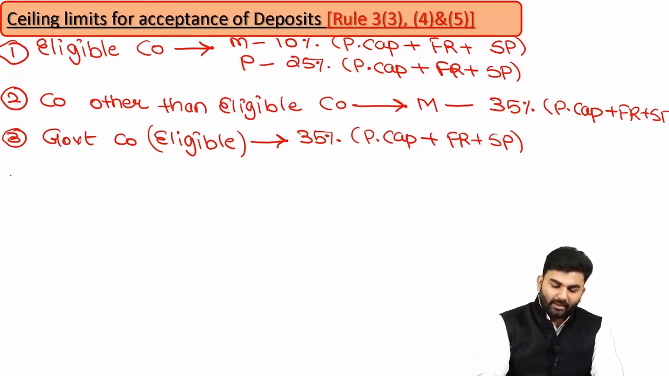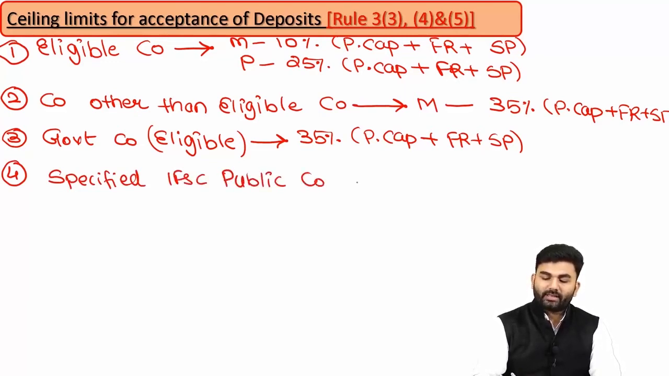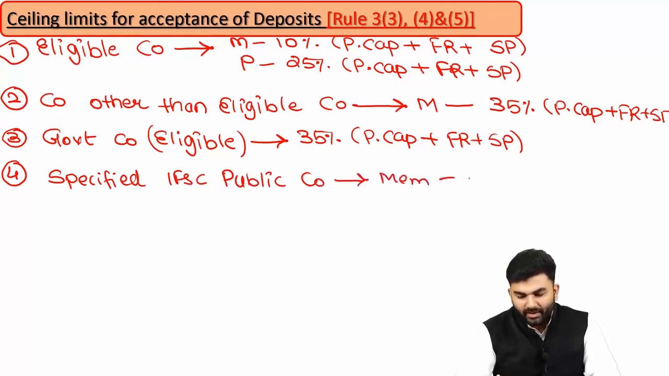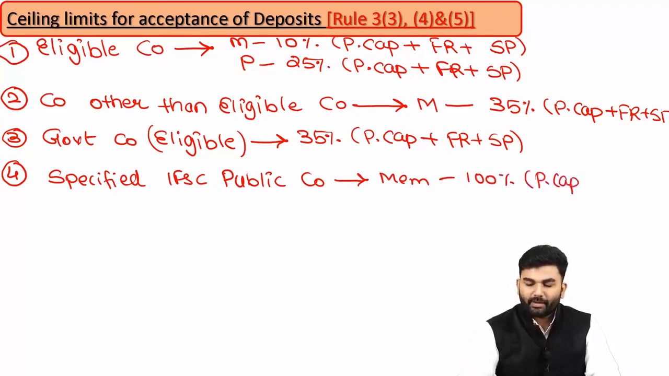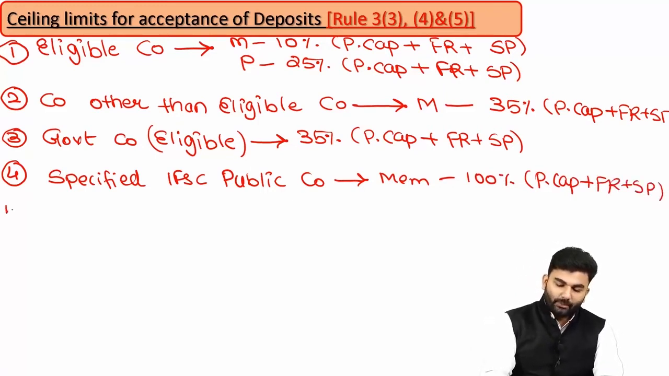Over here, the lawmaker says that if you are a specified IFSC public company, and if you are going to accept deposits only and only from your members, then yes, the limit for you is 100% of paid up capital plus free reserves plus securities premium. The last company left out is a private company.